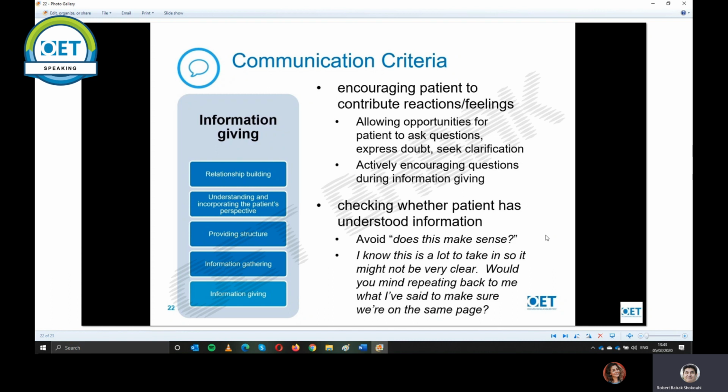Okay. So basically, you show that you don't want to test them. You just say, well, I know it's a lot to remember, but I just want to make sure how much you remember, and to make sure that we are on the same page. Okay. So that's checking. The patient starts to say what they remember.